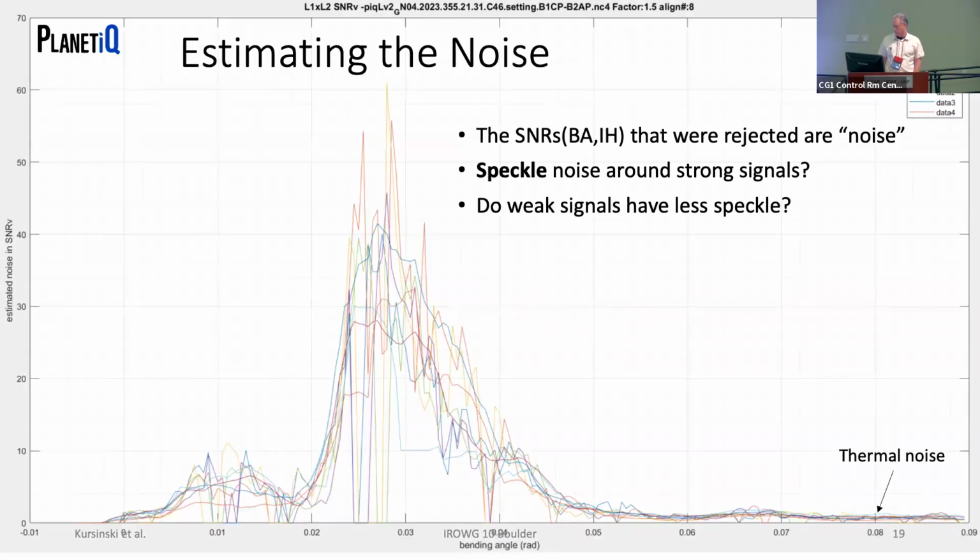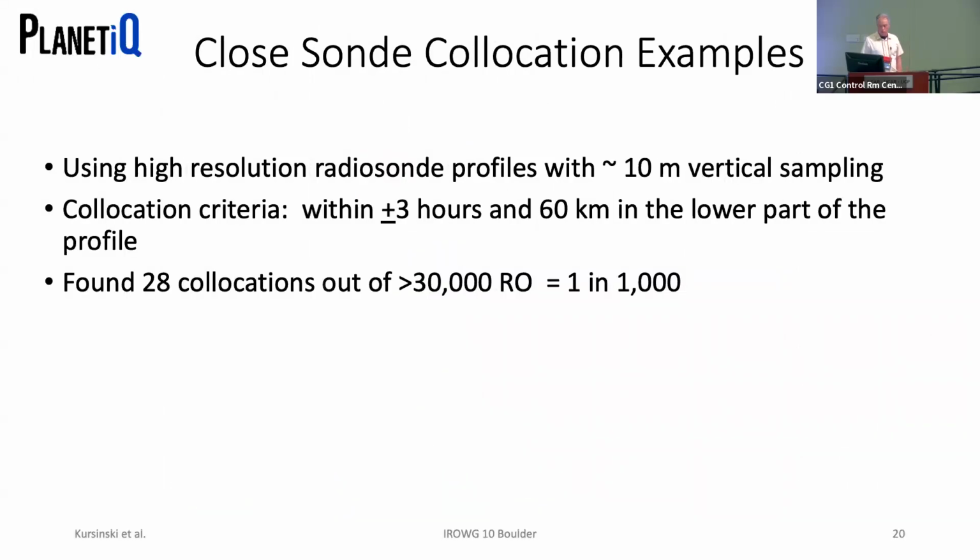I do want to make a point again. When these larger bending angles are weaker and the speckle noise goes down, I'm optimistic that we can actually pick out these larger bending angles.